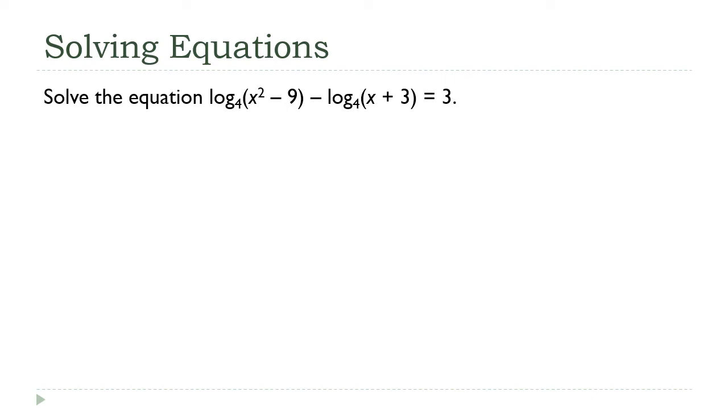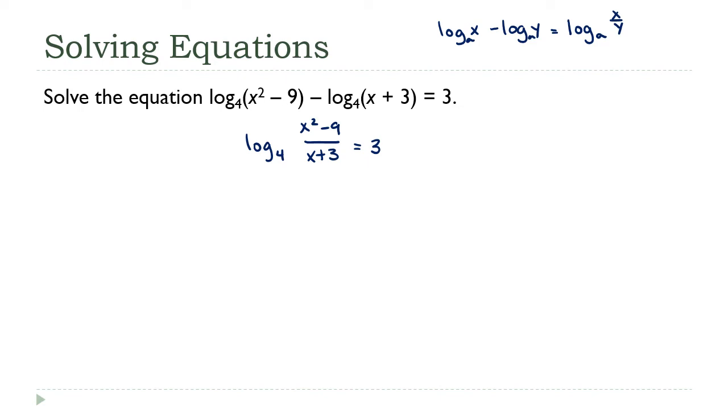So what I need to do now is combine these logarithms together. And I can do that because they have the same base. Remember the rule I'm going to apply here is the one that says the difference of two logarithms, let me put a base in there, is equal to their ratio. So that's what I'm going to do here. I'm going to make this the log base 4 of (x squared minus 9) over (x plus 3) equals 3.